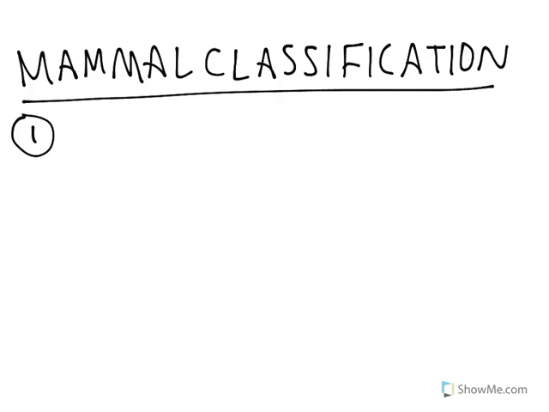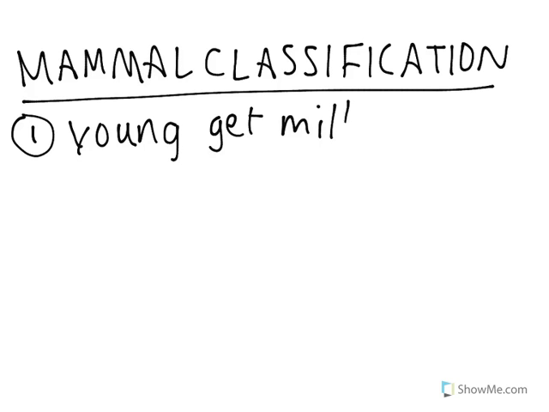The first one is that mammalian mothers all nourish their young with milk. That has some root in the fact that mammals are called mammals, and the way that mothers give milk to their young is through mammary glands, which have a very similar root. So that's one way you can remember that characteristic that distinguishes mammals.